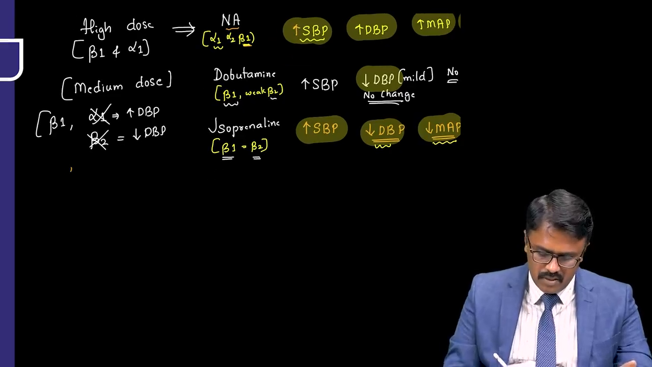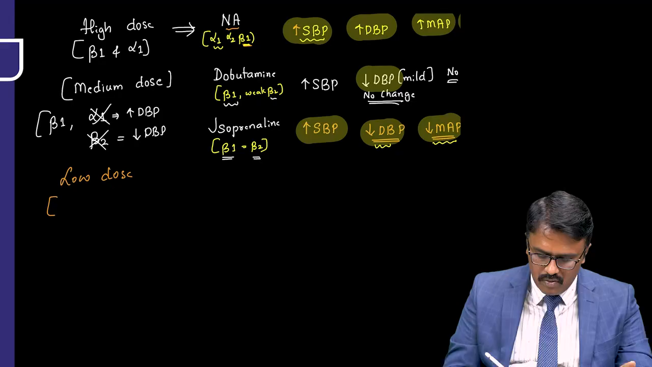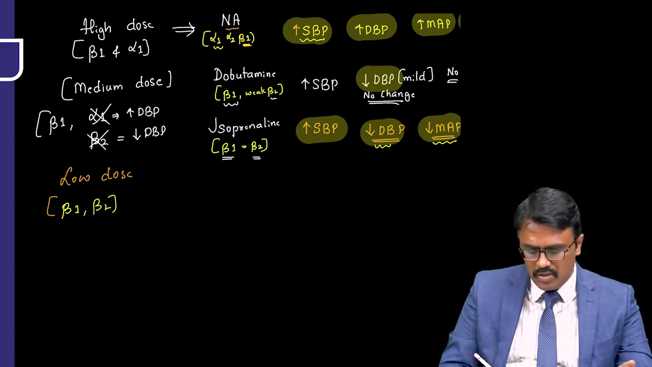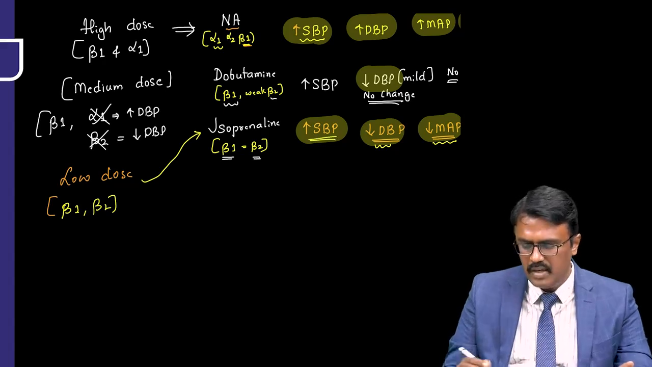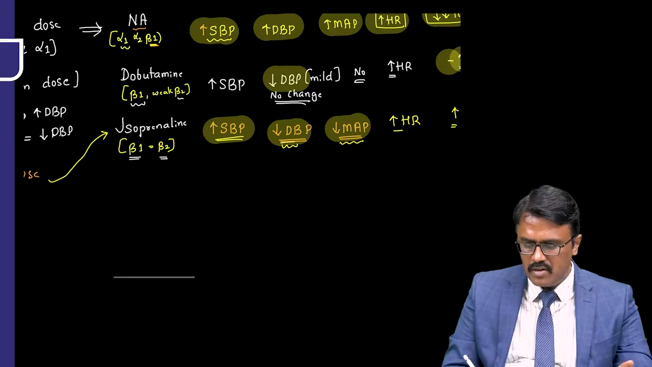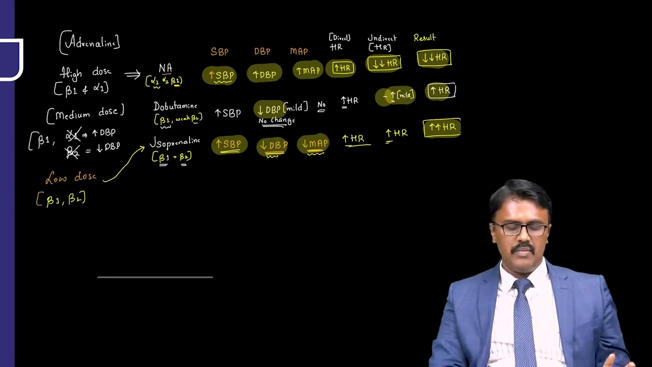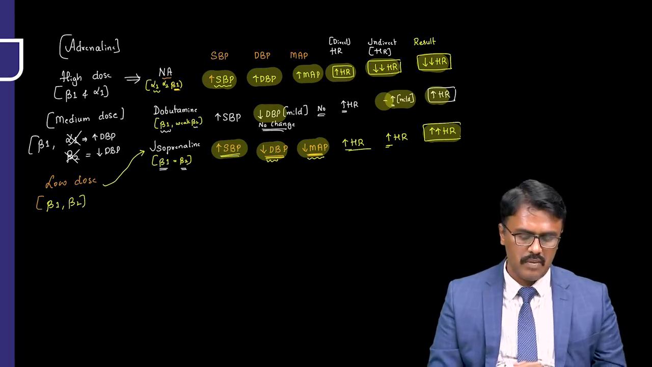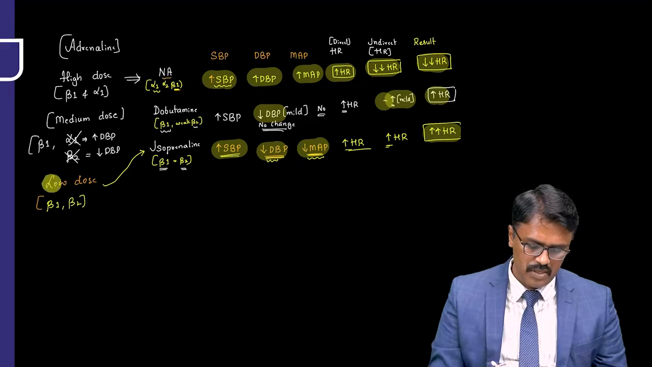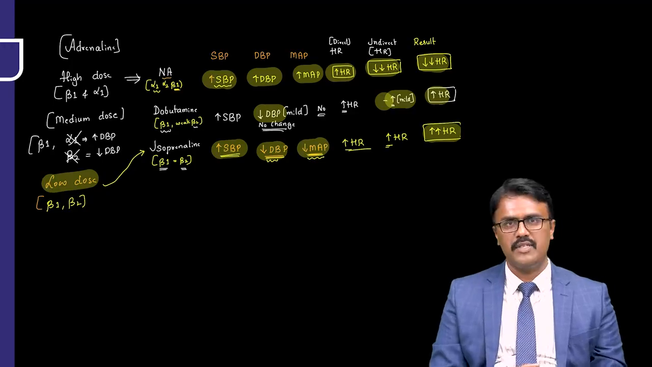Suppose I use a very low dose of adrenaline, then it will act on only beta 1 as well as beta 2. You know that a very low dose cannot activate alpha 1. So the action of adrenaline will be similar to isoprenaline at very low dose. Systolic BP increases, diastolic BP decreases, mean arterial pressure decreases, and heart rate will increase. So adrenaline can produce all the actions you have written here, but based on the dosage: high dose, medium dose and low dose. Most of your questions are based on this dose-dependent action, right? So these are very, very important when you are answering graphical questions.